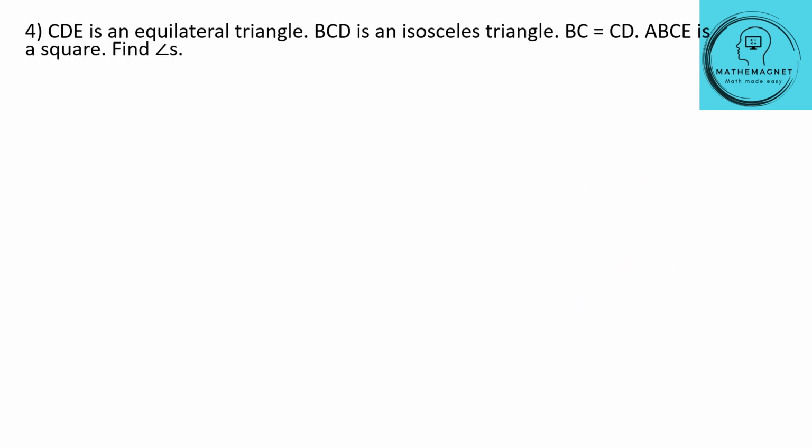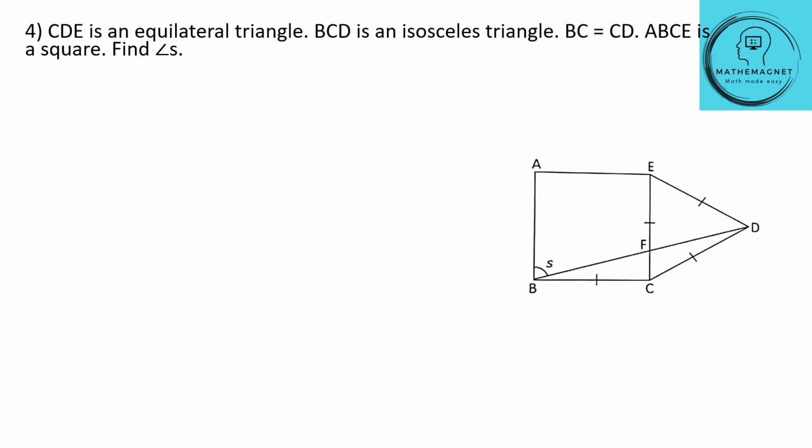Question number 4. CDE is an equilateral triangle. BCD is an isosceles triangle. BC equal to CD. ABCE is a square. Find angle S. So let's see how to go about it.